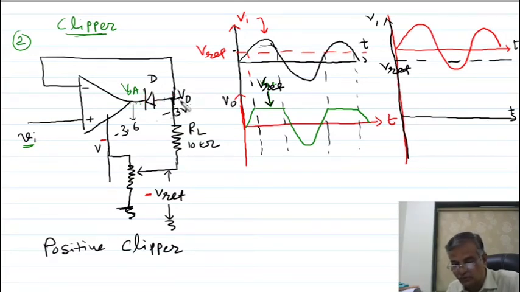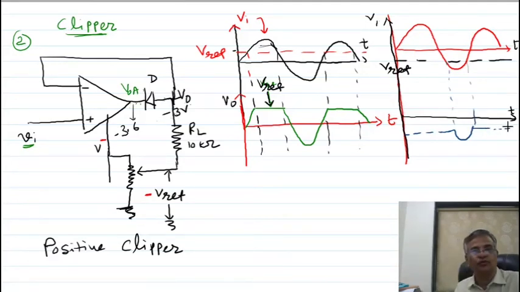So your diode is in reverse bias. Current does not flow. So VO is nothing but the reference. How much reference? Minus V reference. So I can draw my output as minus V reference, and I will get such a waveform at the output.